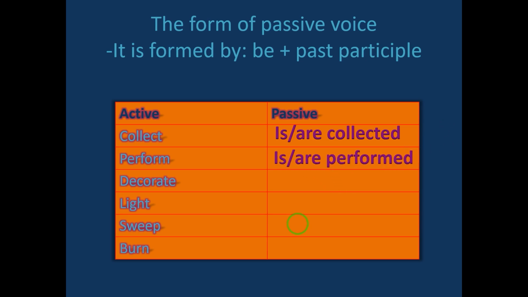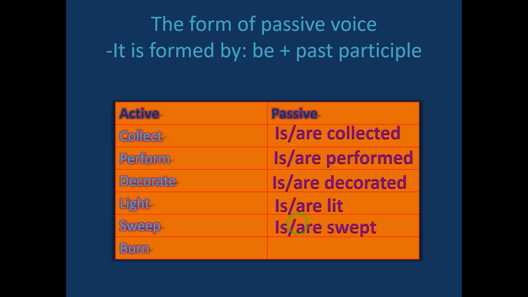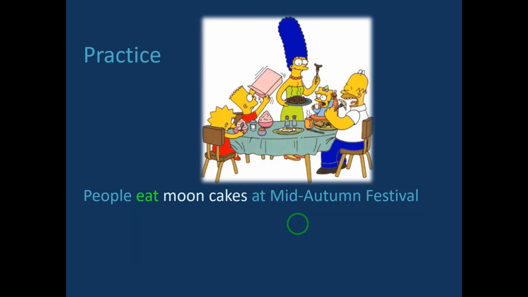Perform also works like that: is performed or are performed, is or are decorated, is or are lit, because lit, actually light, is an irregular verb. But collect, perform and decorate are regular verbs. Then we have sweep, which is swept, and burn, which is burnt. The last three verbs are actually irregular verbs.